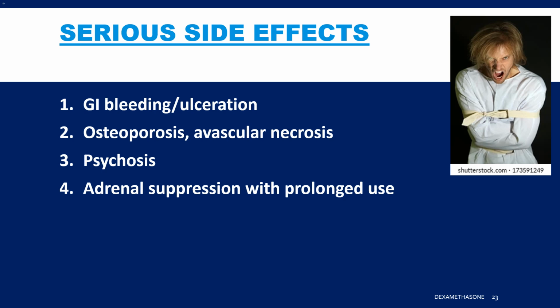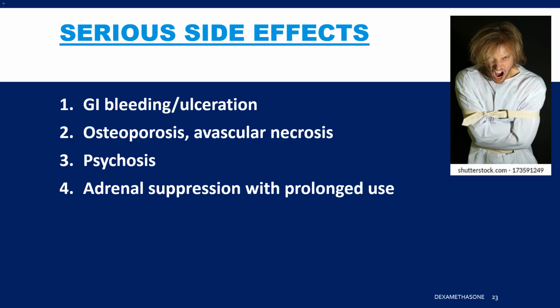Dexamethasone can increase the risk of gastrointestinal bleeding and ulcers, particularly when used in high doses or for extended periods. 2. Osteoporosis, avascular necrosis. Long-term use of dexamethasone can lead to bone loss and osteoporosis, increasing the risk of fractures, and avascular necrosis, a condition where bone tissue dies due to lack of blood supply.